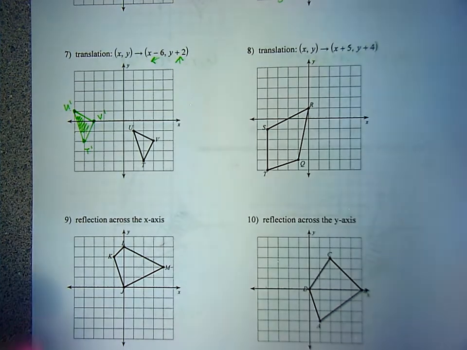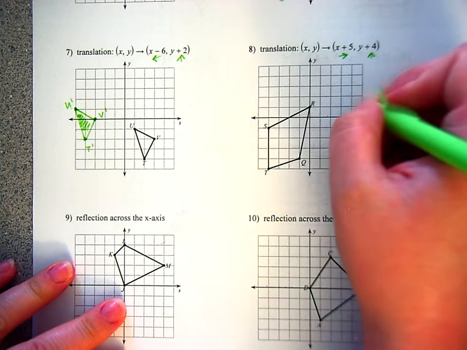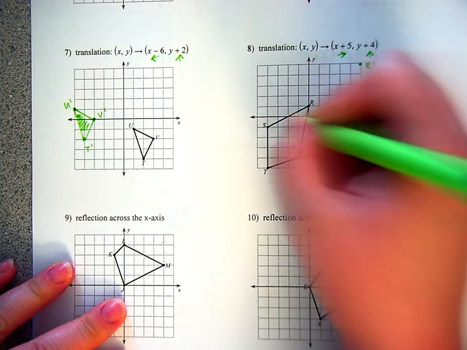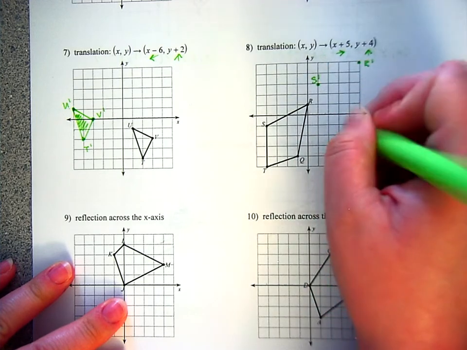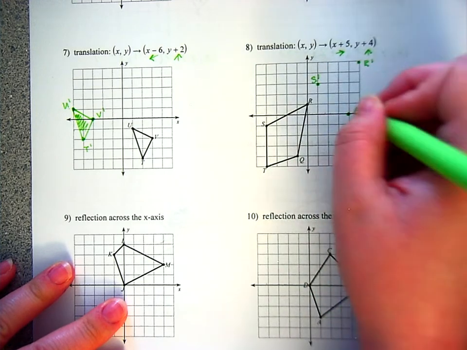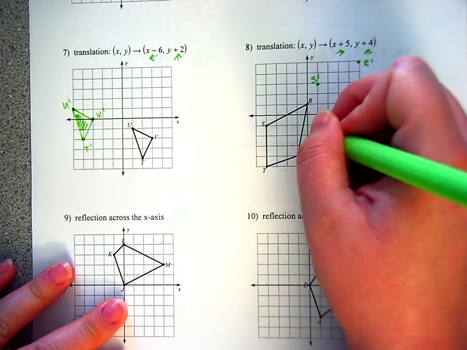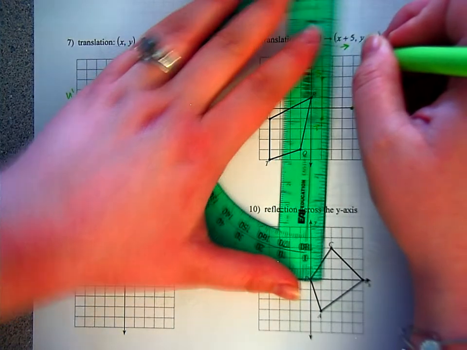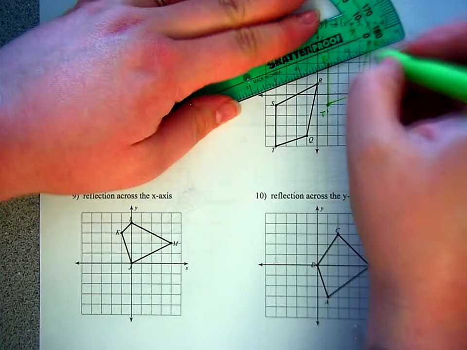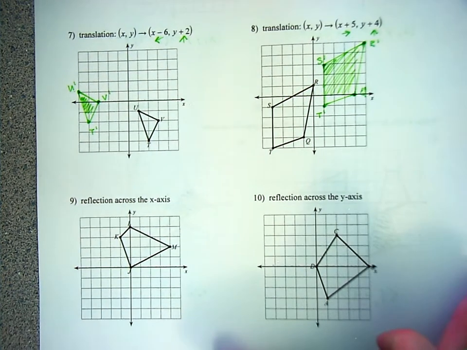Plus 5 is right 5. Plus 4 for y is up 4. So we're going to the right 5, up 4, for each vertex. Connect your vertices, and shade in your image. So that's all our translating done.